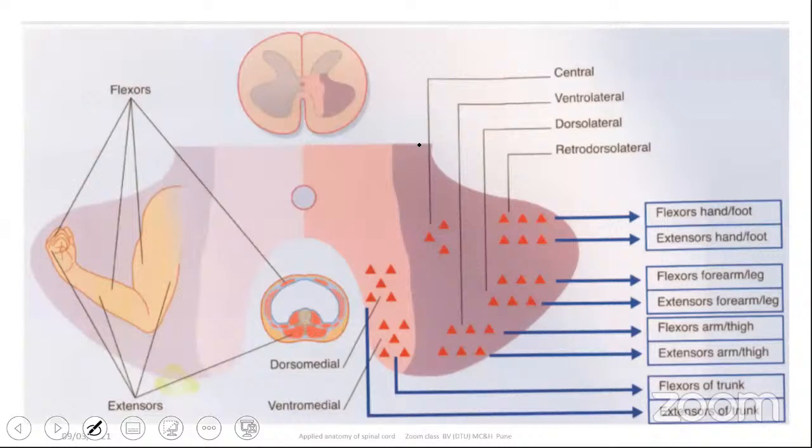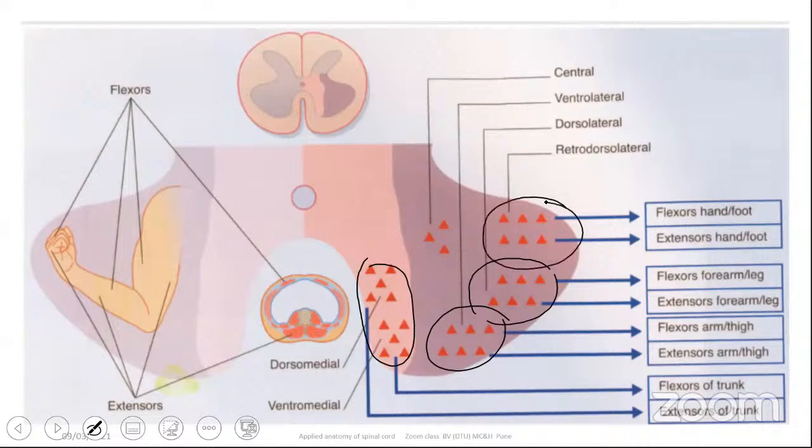And the motor things: you can see the ventromedial region of the spinal cord, and it is supplying the extensors of the trunk and flexors of the trunk. That means the paraspinal muscles help in erect posture. The extensors of the arms and flexors of the arm, you can see them here in the ventral horn. Similarly, flexors of forearm and leg are all seen here. Flexors of hand and feet are seen here.